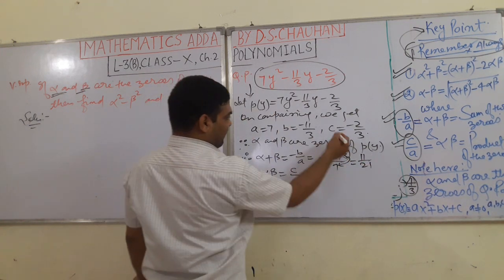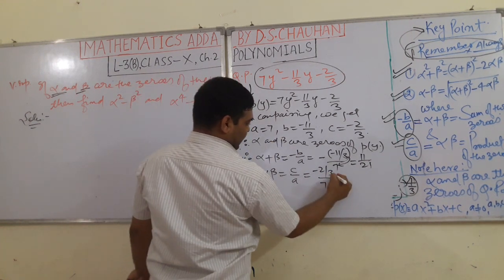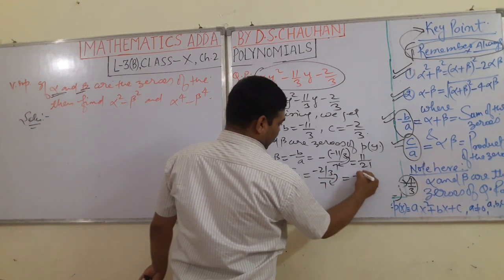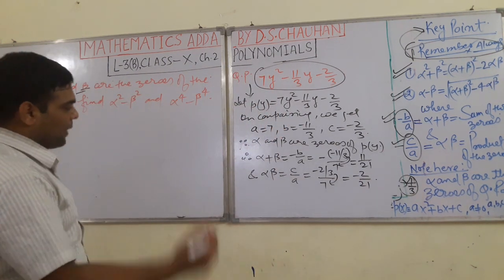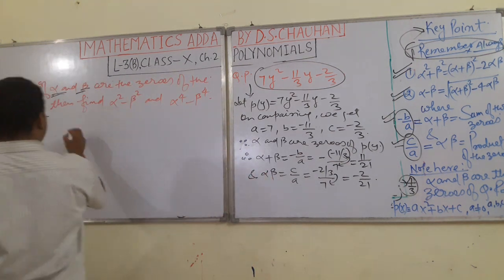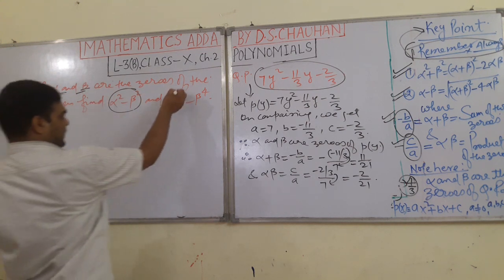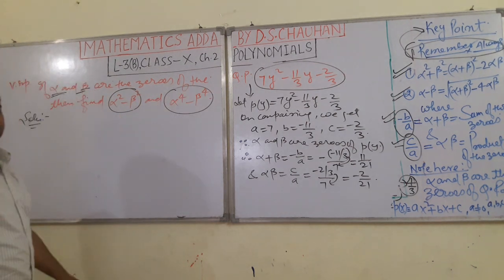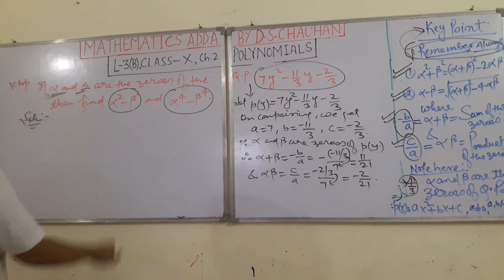And alpha beta is c upon a. C is minus 2 by 3 and a is 7. This 3 comes in the denominator, and we get minus 2 upon 21. In this way, students, we have the values of alpha plus beta and alpha beta. Now we are going to find the value of this expression, a difference of squares, alpha raised to 4 minus beta raised to 4. How to find it? See, one by one.